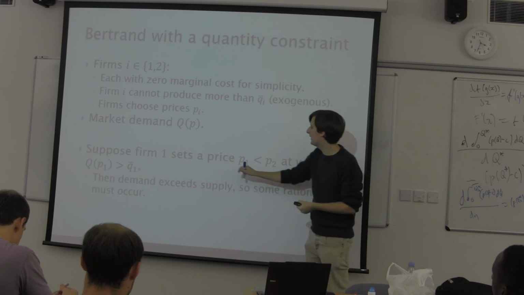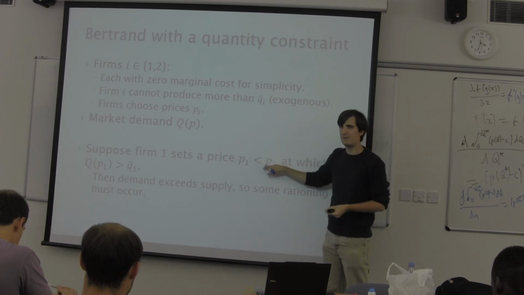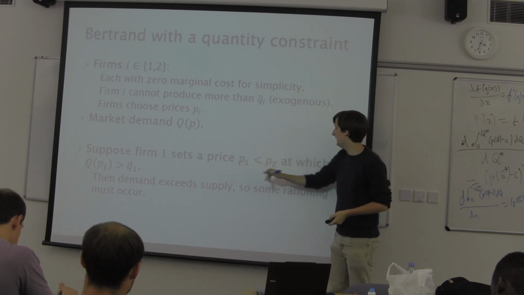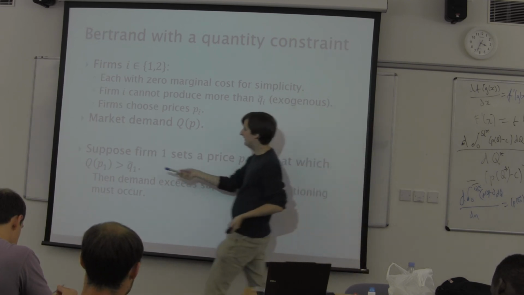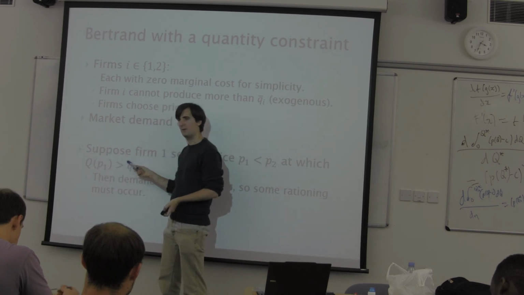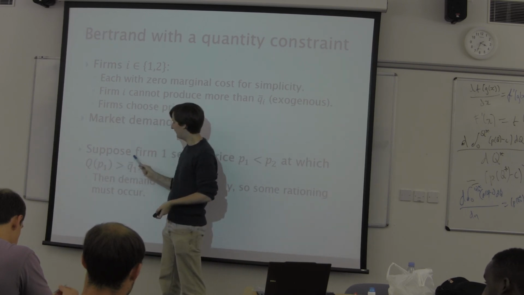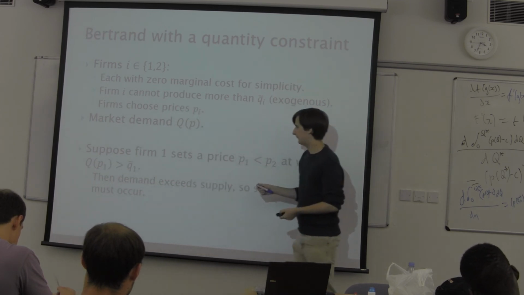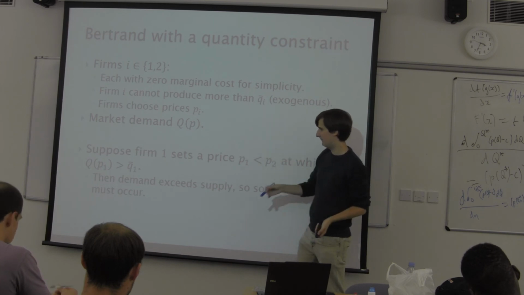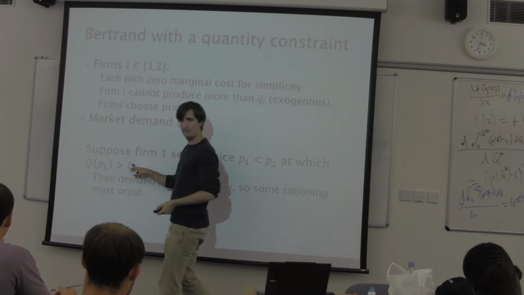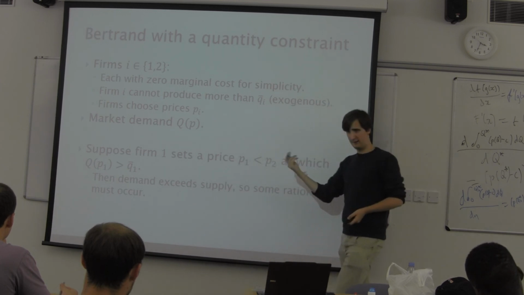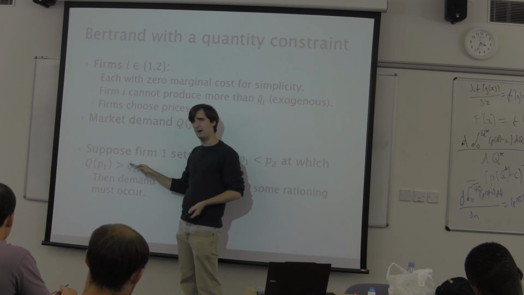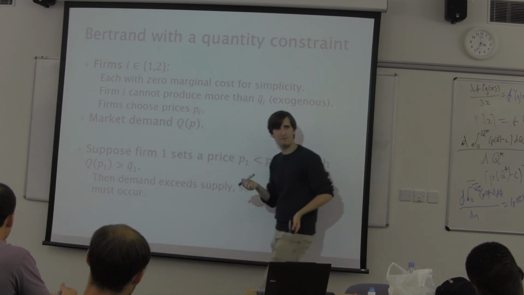So let's suppose that firm 1 is setting a price P1, which is less than the price set by the other firm. And at this price they're setting, the quantity demanded is bigger than the quantity they can supply. Q1 bar is their capacity, and this is demand at the price. So what happens if the demand is higher than the supply? Well, not all of those consumers can be served, right? There's no way for firm 1 to produce more than Q1 bar, so some of those consumers have to be rationed in some way.